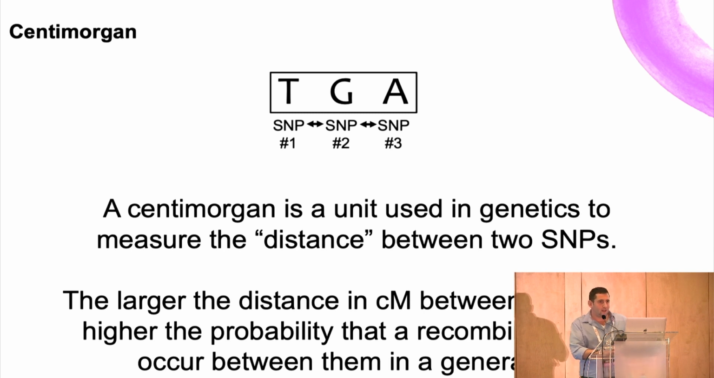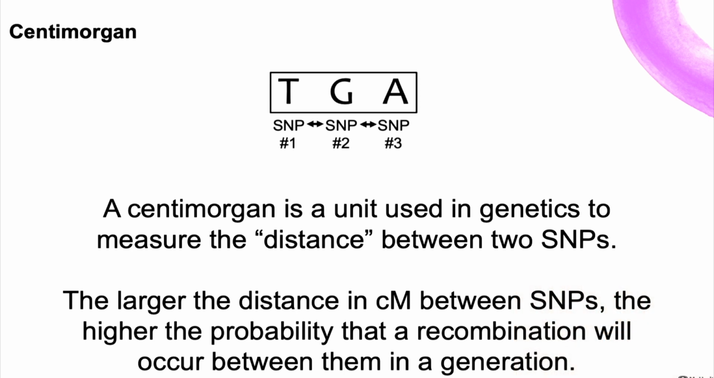If we go a little bit in depth and explain a little more how it is determined and what the value actually represents, it's the probability that a recombination event will occur between the SNPs in a generation, every time a new child is born. And in the next slide, I'll explain what a recombination is and how it looks.